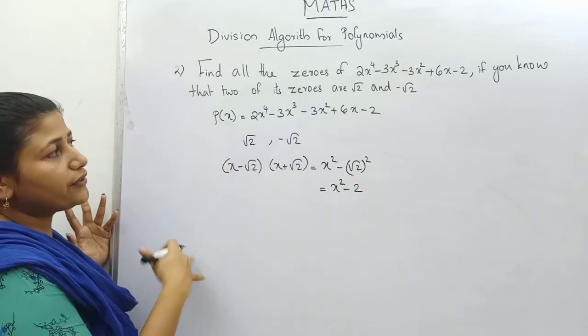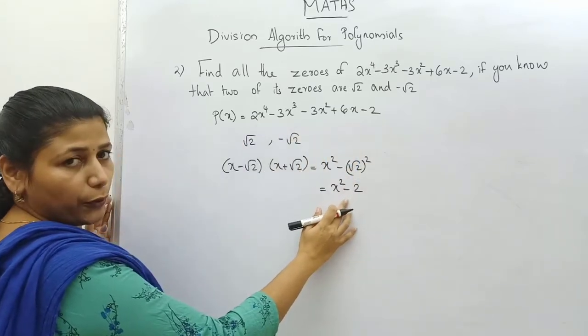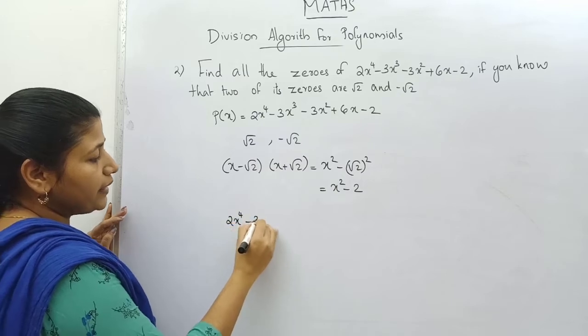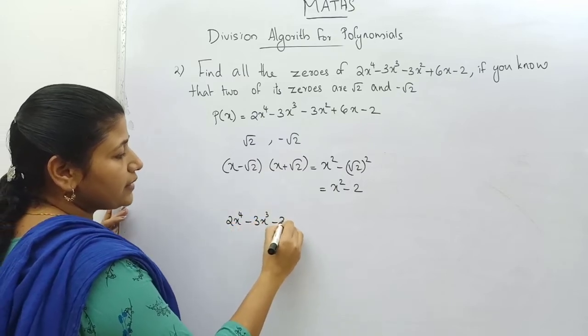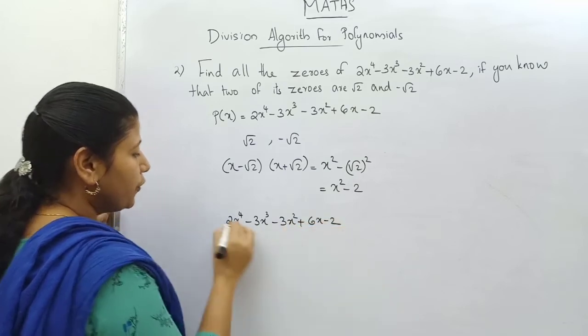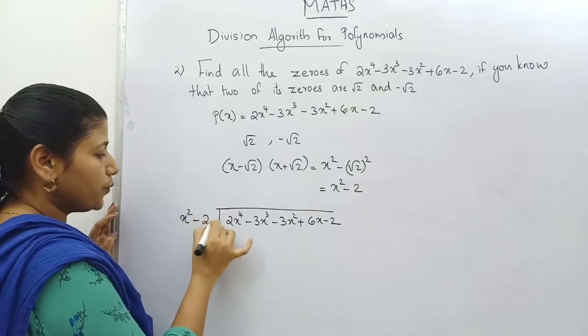So how can you find out the other zeros? We can just divide this polynomial by this polynomial. Then we will write 2x^4 - 3x^3 - 3x^2 + 6x - 2 divided by x^2 - 2.